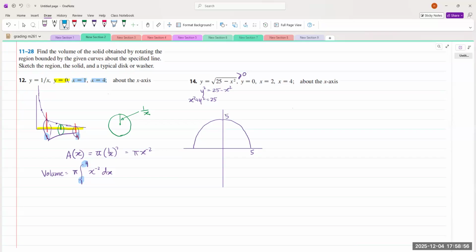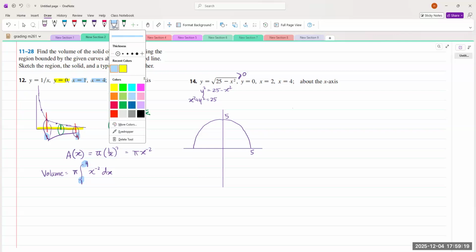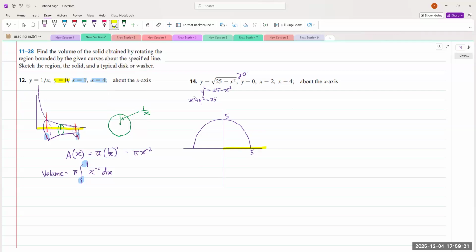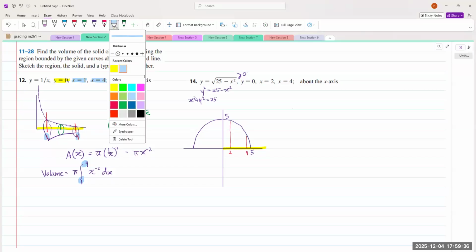Okay, it's supposed to look like this, like a full circle, but we saw earlier that y is, by definition, the square root, the positive branch. Now, this region is bounded by y equals 0, which is the x-axis, x equals 2 to x equals 4. So that's our region. Let me highlight that. This is our region.